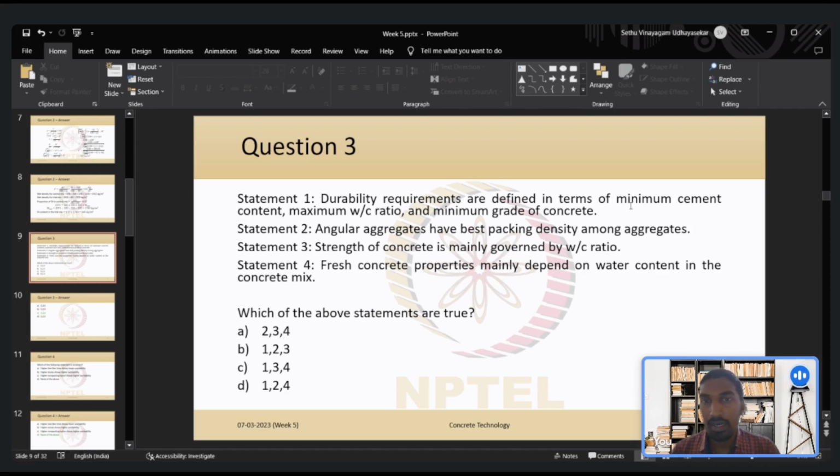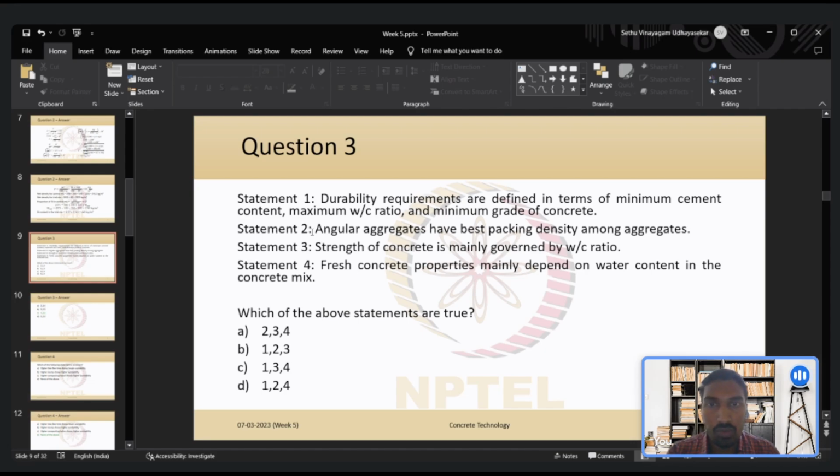We don't have a direct measure of durability. So to get the desired durability, we make sure that these quantities are satisfied, or we make the specification in terms of these quantities, which is the minimum amount of cement, the maximum water to cement ratio, and the minimum grade that should be used. Therefore the desired durability will be obtained. So that is true. That is how the codes specify the durability requirements.